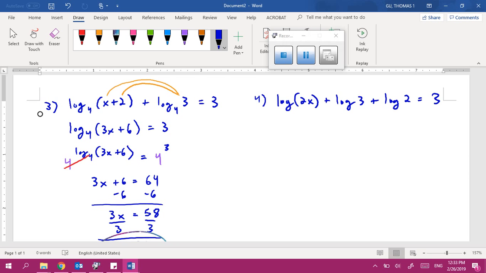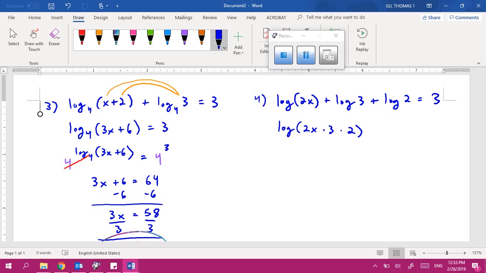Take a gander. All right, what do you think we're going to do here? We're going to combine them, right? So we're going to combine all the log terms. And how would I combine these 3 log terms, though? Log, okay, yeah. That's right. It's going to be log of 2x times 3 times 2.